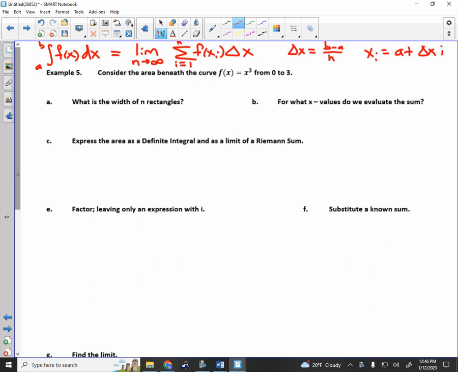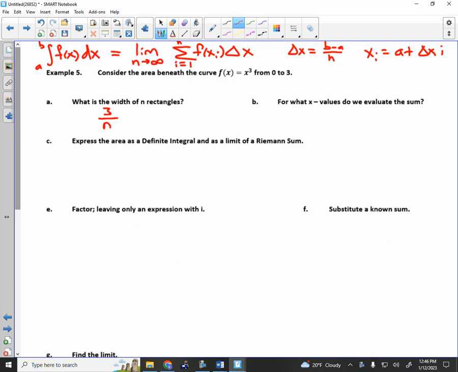Consider the area beneath the curve, f of x equals x cubed from 0 to 3. What will be the width of n rectangles? From the integral symbol, A would be the first and then B is the second, so you read it from bottom to top. Yes. Yep. Good question. What will be the width of those rectangles? 3 over n. You take the width of the interval, which is 3, and you divide it by n. Any question there?